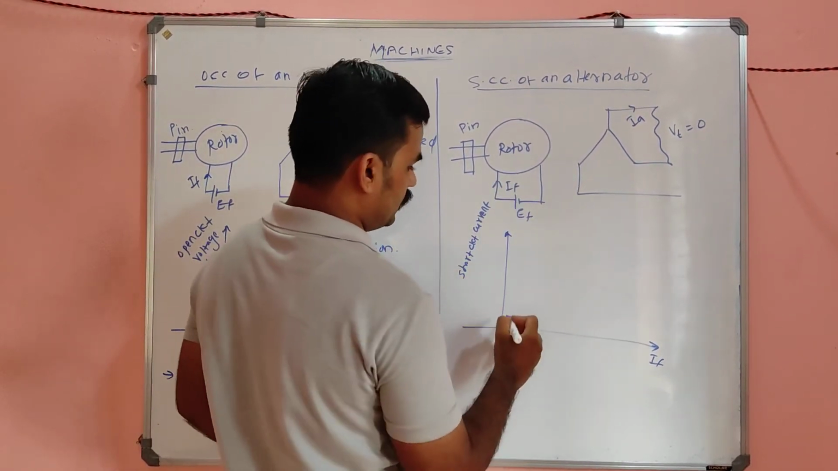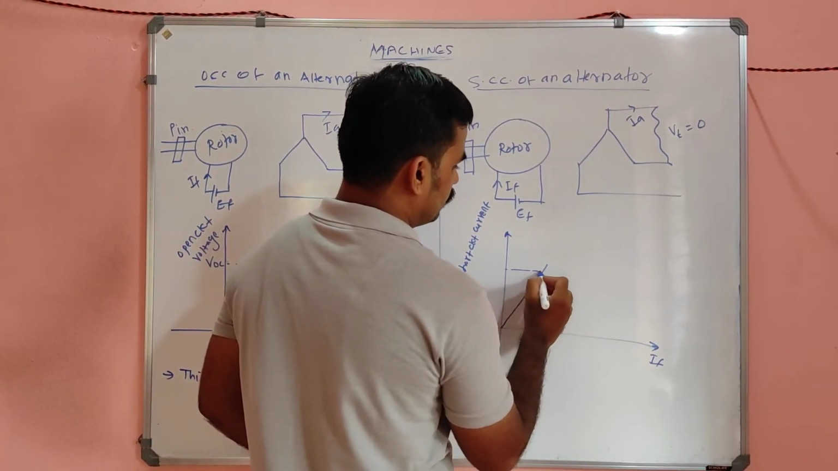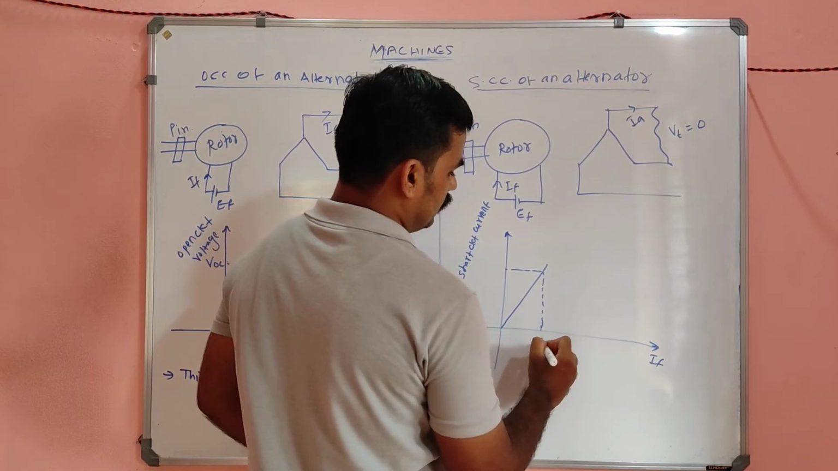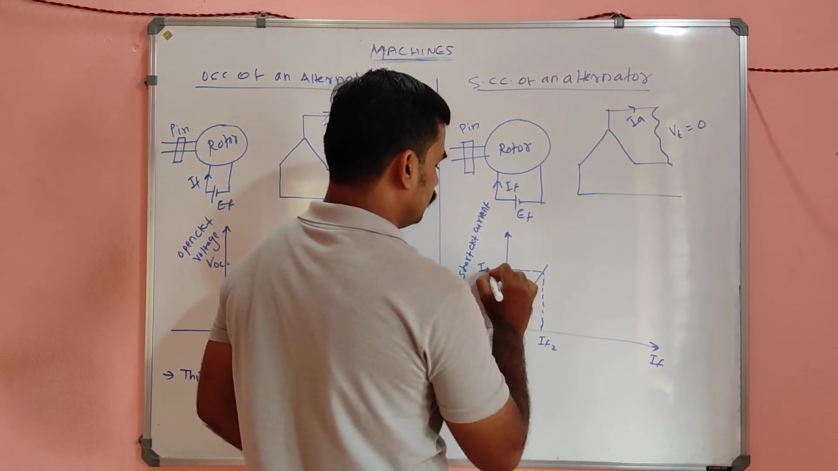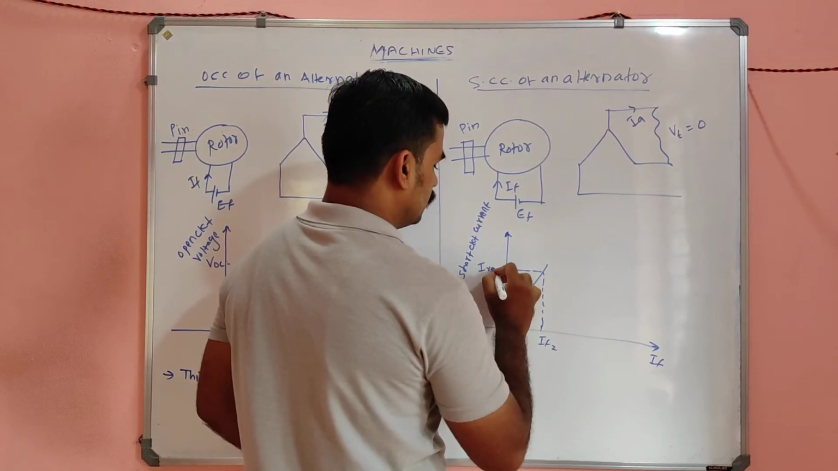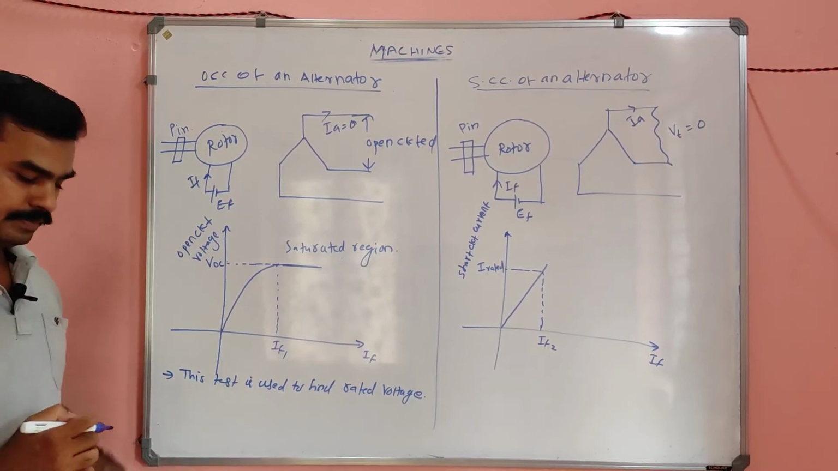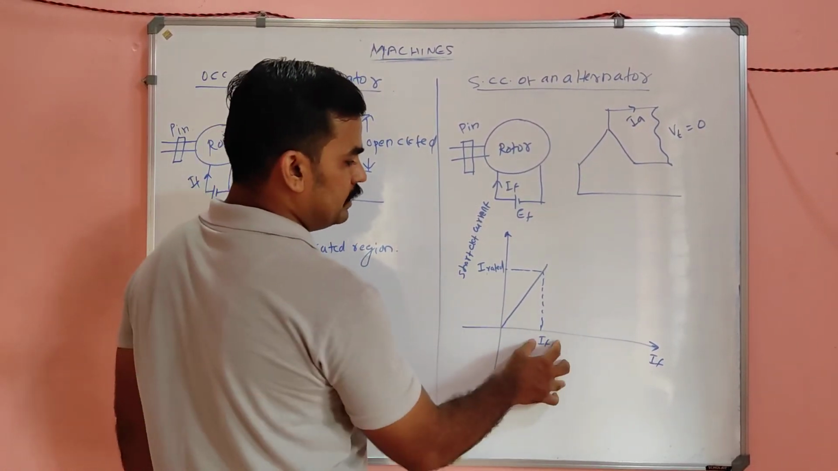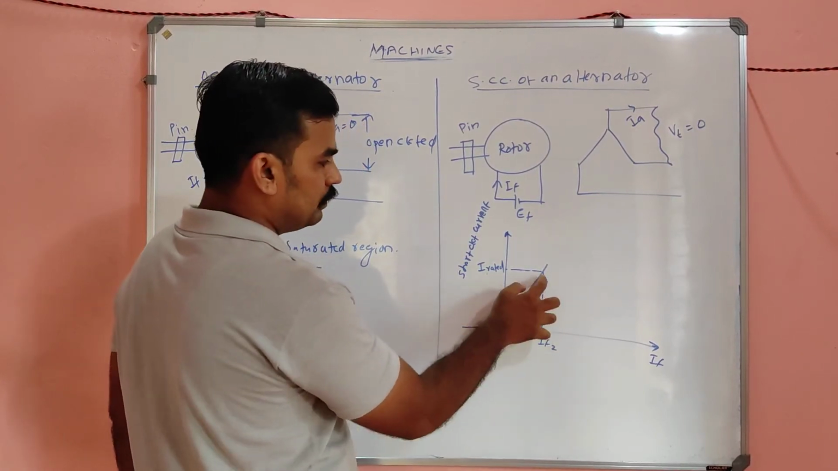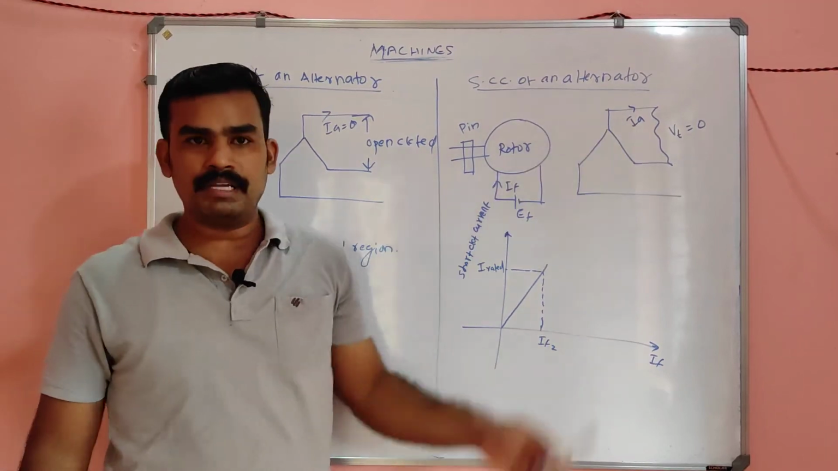Field current versus short circuit current graph, you will get a graph like this. There will be IF2, and this is called the rated current, or I rated. The nature of the graph is a straight line. Under this particular field current IF2, there will be a rated current flowing in the armature side.